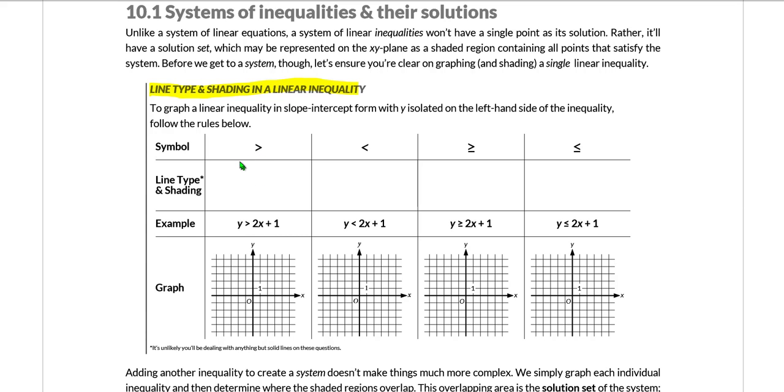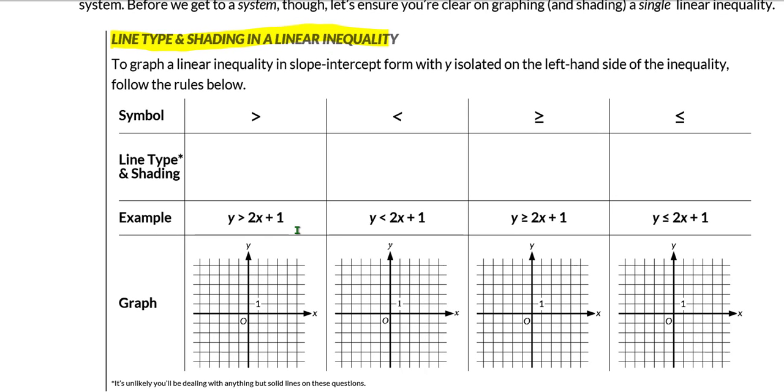When we have a greater than symbol, as opposed to a greater than or equal symbol, we have a dashed or dotted or broken line, as opposed to a solid line. We'll get to that in a moment. And we are shading above the dashed line. So let's take a look at this linear inequality. Let's imagine first that we're dealing with an equal sign and not a greater than sign here. In other words, we'll deal with the line itself first, and then we'll deal with the shading.